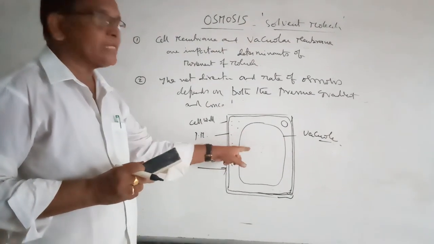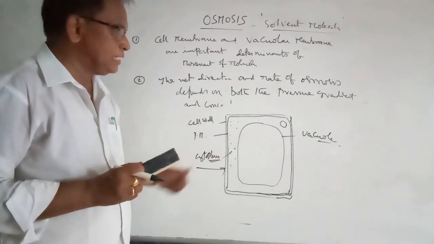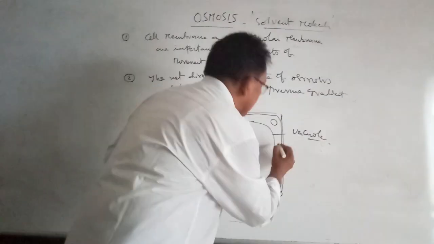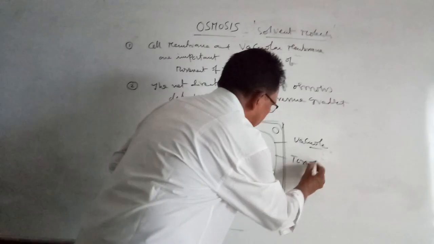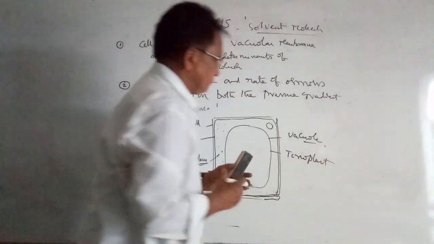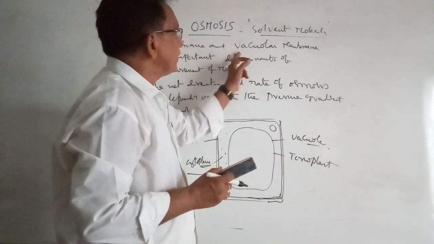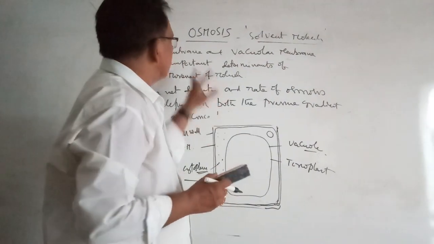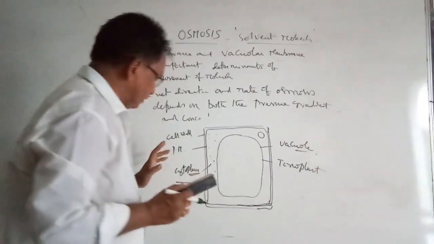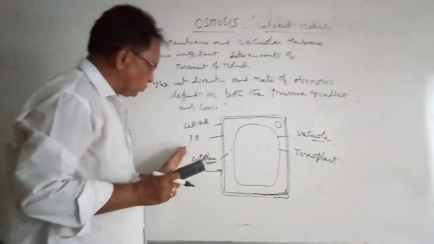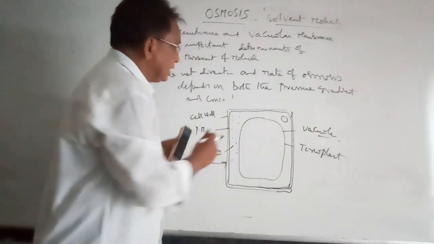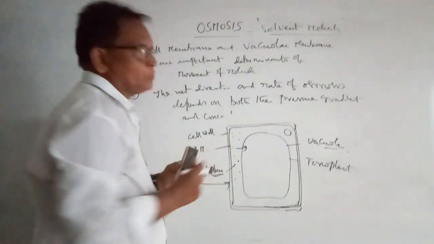There is a central vacuole inside the plant cell. This vacuole is surrounded by a membrane called the tonoplast. We can also call it the vacuolar membrane. Water first has to pass through the plasma membrane and later on it enters into the vacuole.